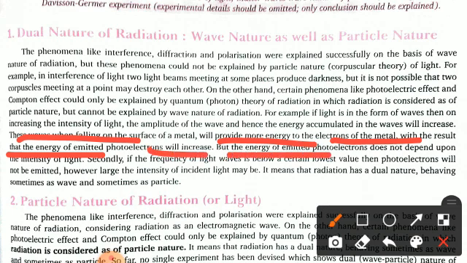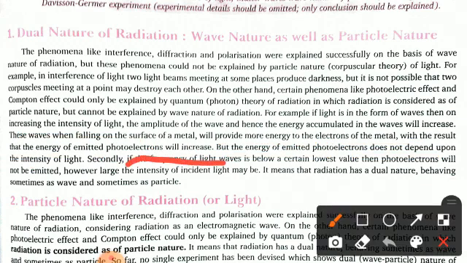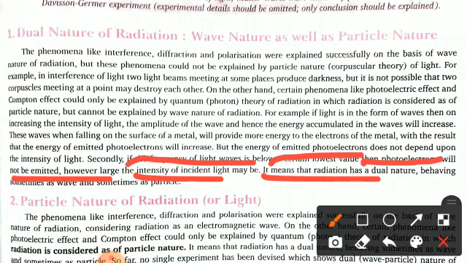But the energy of the emitted photoelectron does not depend upon the intensity of the light. Secondly, if the frequency of the light waves is below a certain lowest value, then the photoelectrons will not be emitted, however large the intensity of the incident light may be. It means that radiation has a dual nature, behaving sometimes as a wave and sometimes as a particle. So this is the dual nature of light.